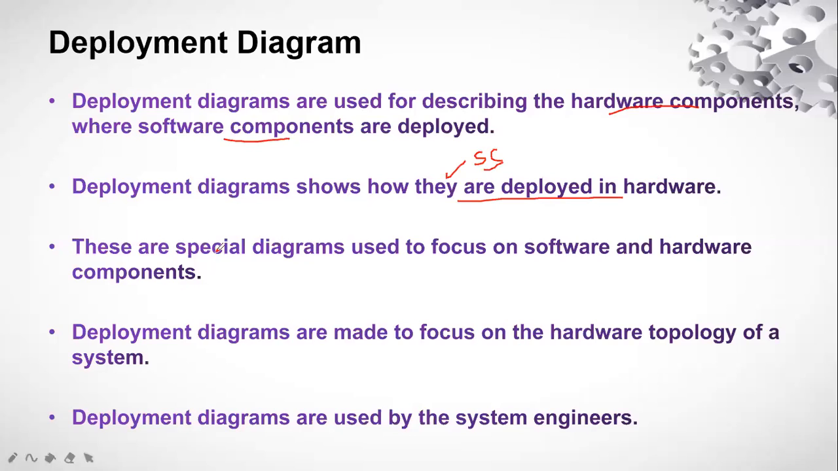Next point, these are special diagrams used to focus on software and hardware components. So this diagram is going to focus on both the software and the hardware components. Deployment diagrams are made to focus on the hardware topology of a system. That means, as we know, software needs to be deployed on the hardware, so we need to understand the hardware topology, and that is the focus point of the deployment diagram for a particular system.